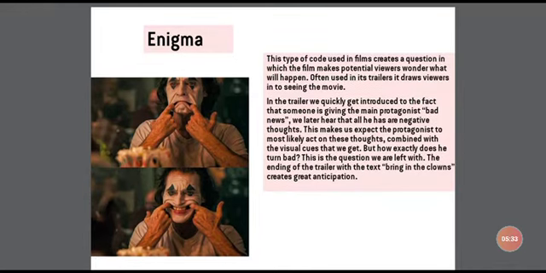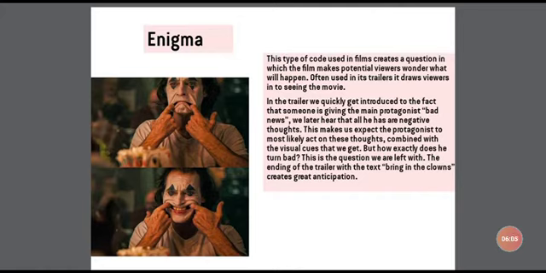Enigma. This type of code used in film creates a question in which the film makes the potential viewer wonder what will happen. Often used in trailers, it draws viewers into seeing the movie. In the trailer, we quickly get introduced to the fact that someone is giving the main protagonist bad news. We later hear that all he has are negative thoughts.